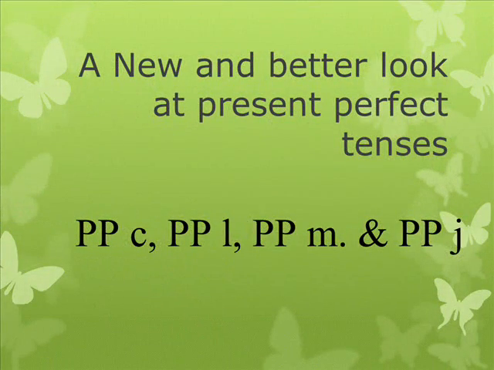So the present perfect is actually divided into 4 separate categories. That is the present perfect C, the present perfect L, the present perfect M, and the present perfect J. These are very, very important to understand and to be able to use properly. They're not difficult, but just a little bit of thinking is required.